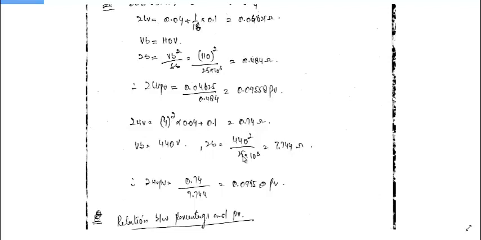If the base value of the primary is, let us say, V1, and if the rating of the secondary is V2, we have to take that V2 as the base value now.